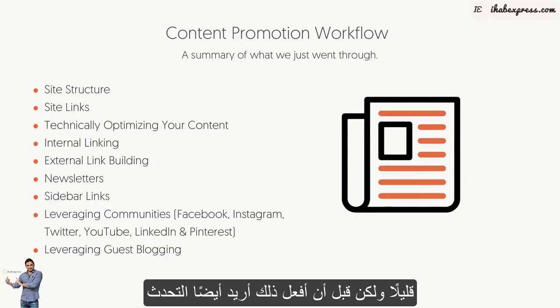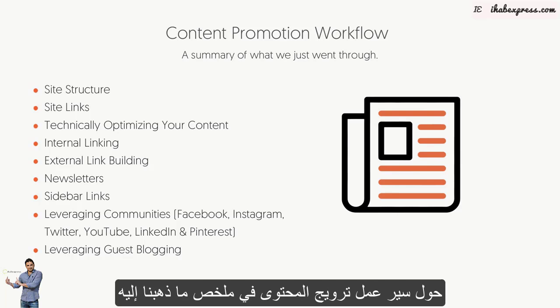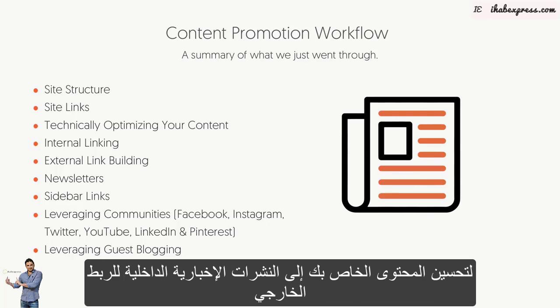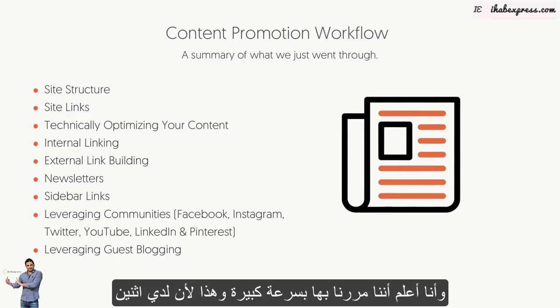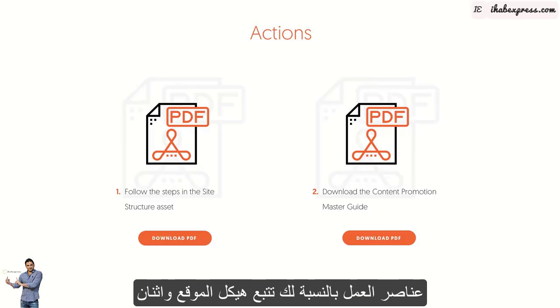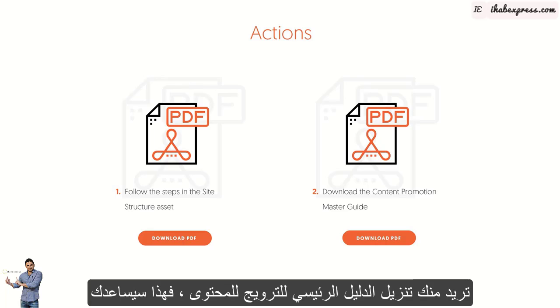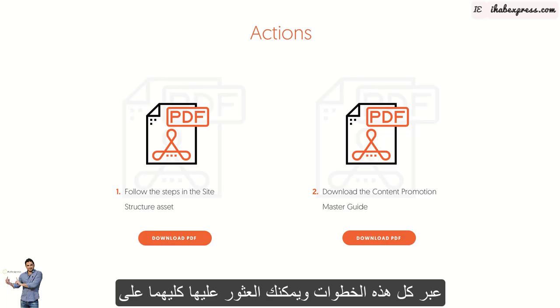But before I do that, I also want to talk about the content promotion workflow. In summary of what we went through is everything from site architecture to site links to optimizing your content to internal linking, external linking, newsletters, sidebar links, leveraging communities, guest posting. And I know we went through it pretty quickly, and that's because I have two action items for you. One, follow the site structure. And two, I want you to download the Content Promotion Master Guide. This will help you through all those steps.